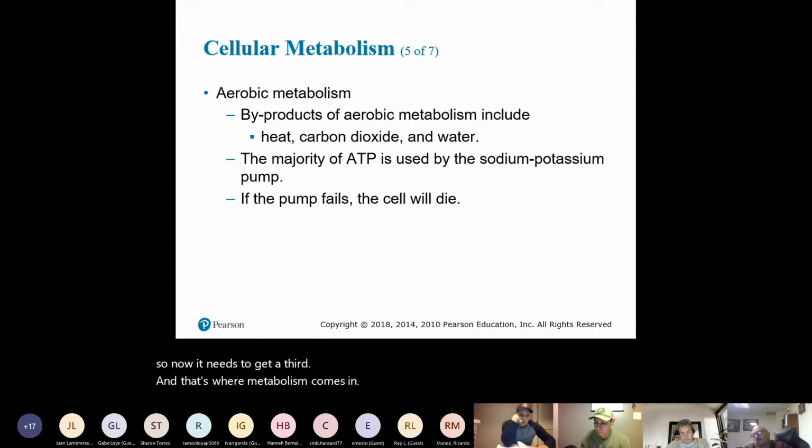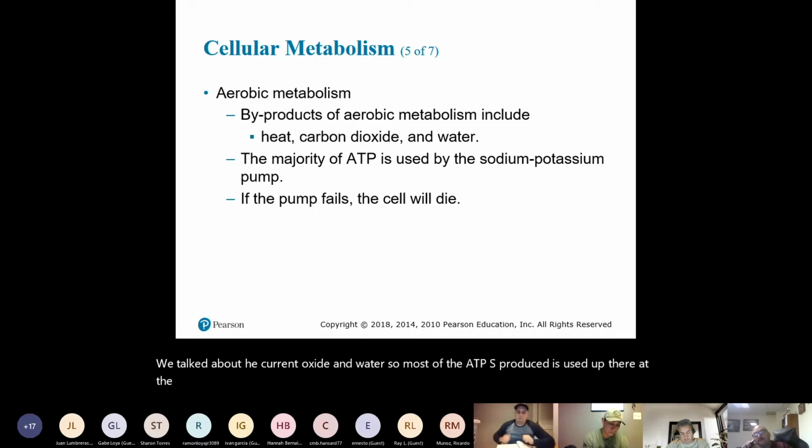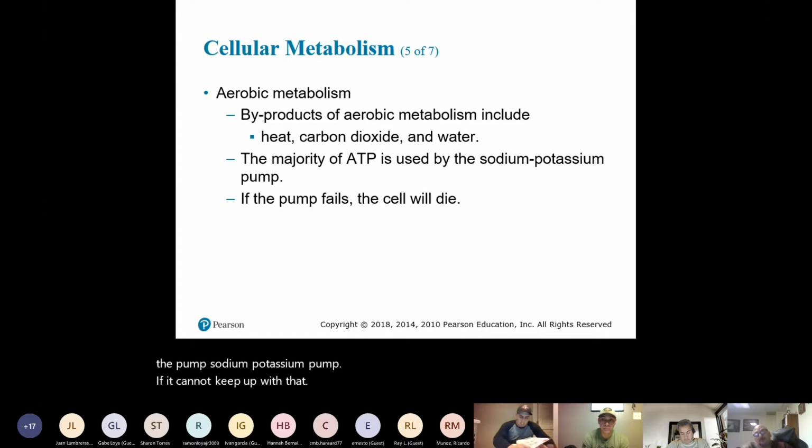All right. Now, we talked about heat, carbon dioxide, and water. So most of the ATP that's produced is used up there at the pump, sodium potassium pump. If it cannot keep up with that, like we said, that water rushes in, the pump fails, the cell will die.